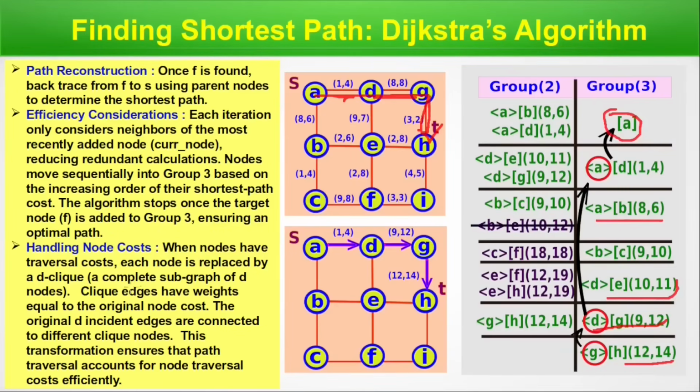Handling node cost: when nodes have traversal cost, each node d is replaced by a d-clique, a complete subgraph of d. Clique edges have weights equal to the original node cost. The original d incident edges are connected to different clique nodes. This transformation ensures that path traversal accounts for node traversal cost efficiently. So this is the method.